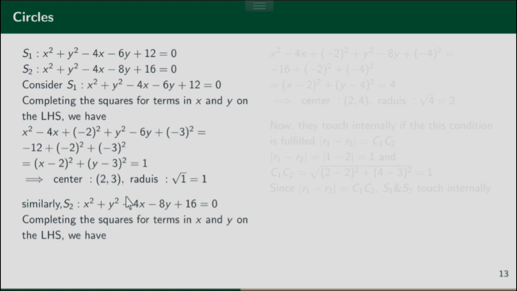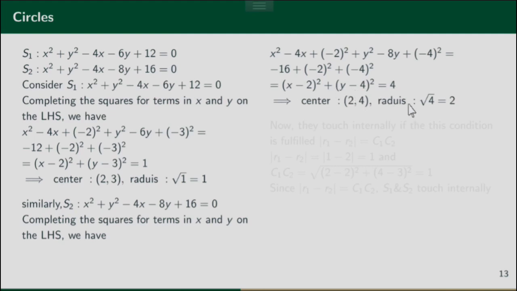Similarly, for S2, I complete the squares for terms in x and terms in y. Half of -4 is -2. I square it and add to both sides. Half of -8 is -4. I square it and add to both sides. So this is what I have. The left hand side now, the squares have been completed, so I'll have x minus 2 all squared, plus y minus 4 all squared is equal to 4. Now the center of the circle is the point (2, 4), and the radius is the square root of 4, which is equal to 2.